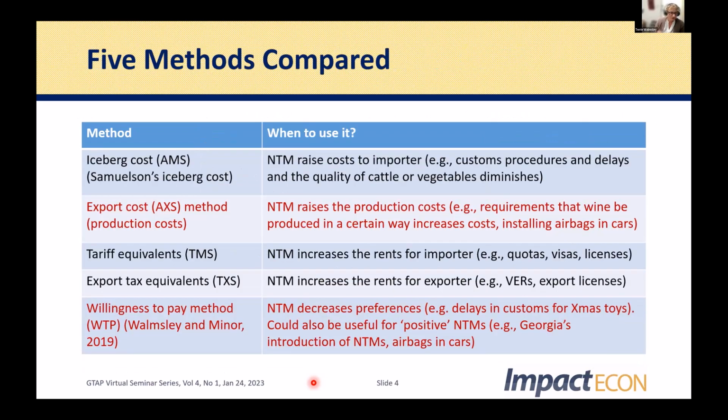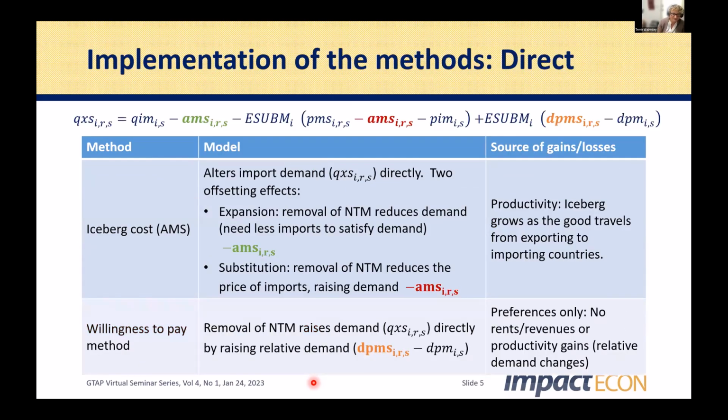If you look at these, there are clearly ones that are related to productivity. Our iceberg and our export costs of production are about productivity. Tariffs are about rents, and then willingness to pay is about preferences. Another way to think about these methods is how they impact our import demand function. So I have here our import demand function at the top, and these two methods, the iceberg cost method and the willingness to pay method, actually appear inside that import demand function.